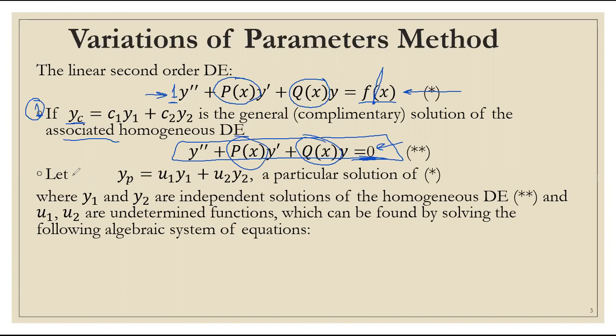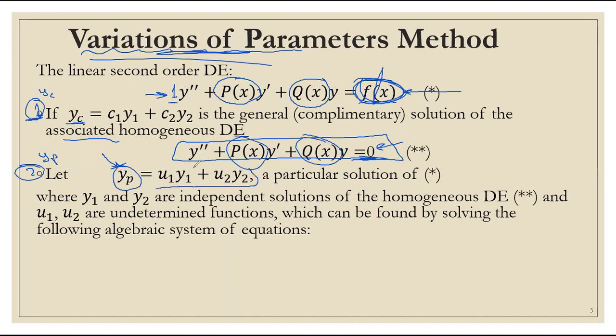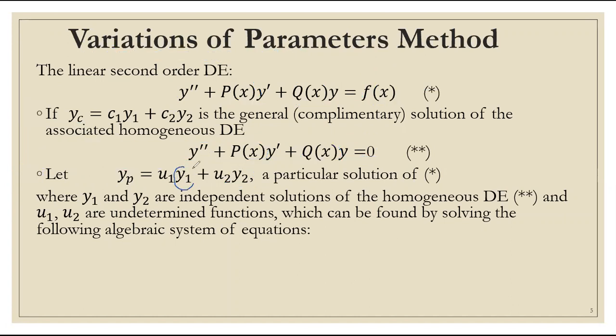Then, to find yp, don't forget, the first step is to find yc. The second step is to find yp. How do I find yp if I use this method? This method I can use if the f(x), my right-hand side, has no annihilator. The yp using the variation of parameters method is a rule you have to add to your cheat sheet. You have to write this form in your cheat sheet, such that y1, this one, let me clean those.